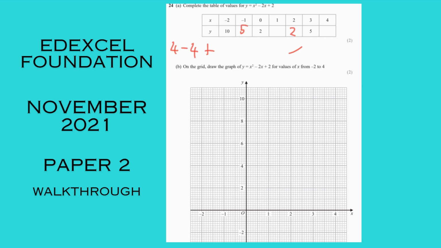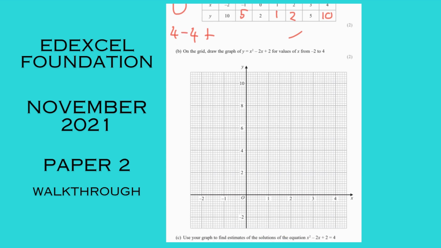Next, I'll do the 4 squared. But hold on, why bother? The 10's already been filled in because the shape of the graph and the table should be symmetrical. Finally, 1 squared minus 2 plus 2 gives us 1.